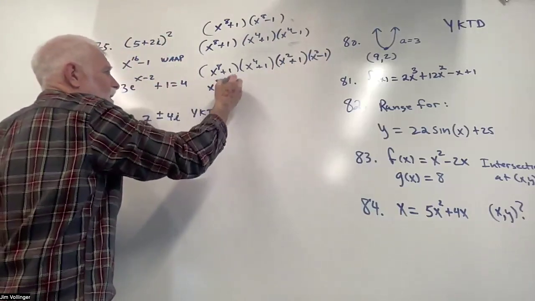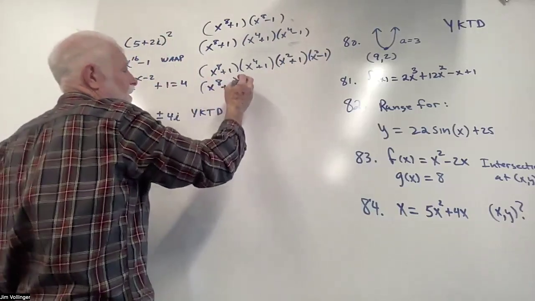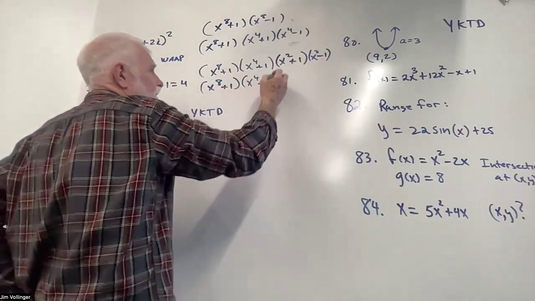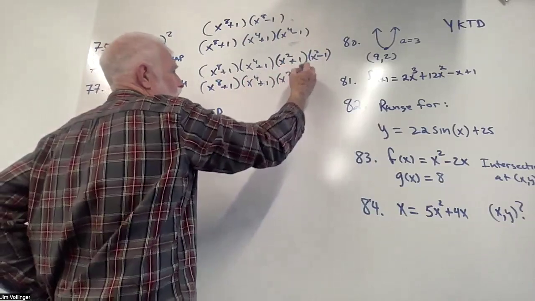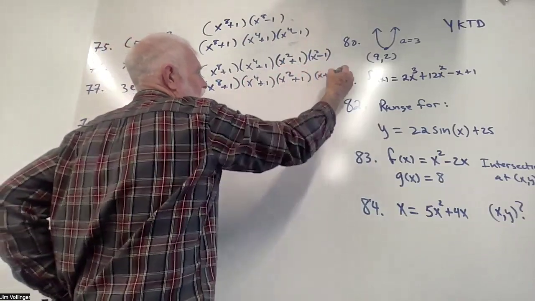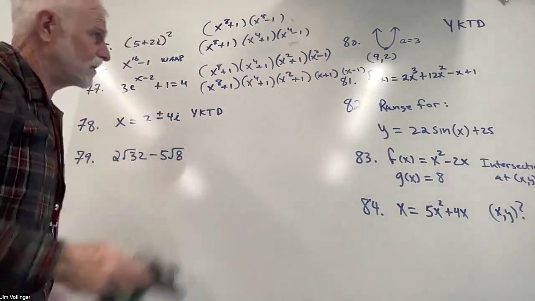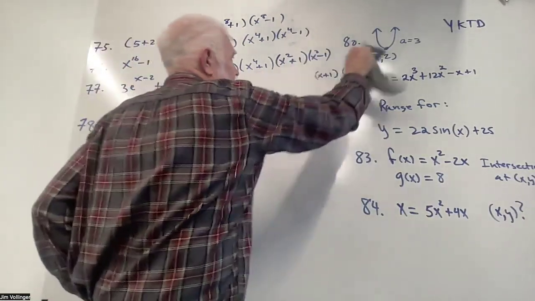Last line of work. I don't think I'll ask this. I don't want to correct it. I don't know how you're going to put this on your answer key. X squared plus 1 times x plus 1 times x minus 1. Okay. So be it. That's done.